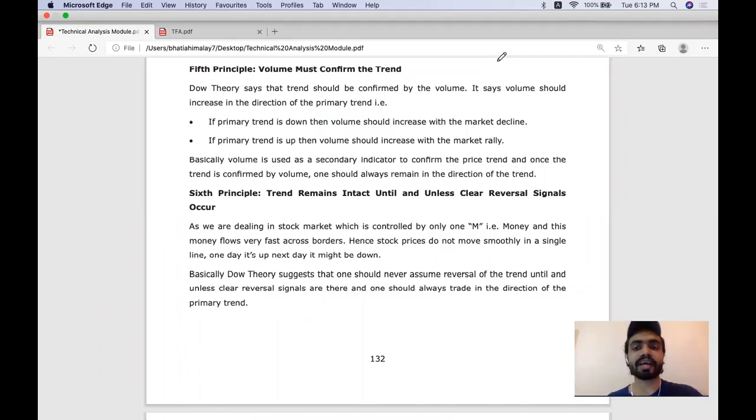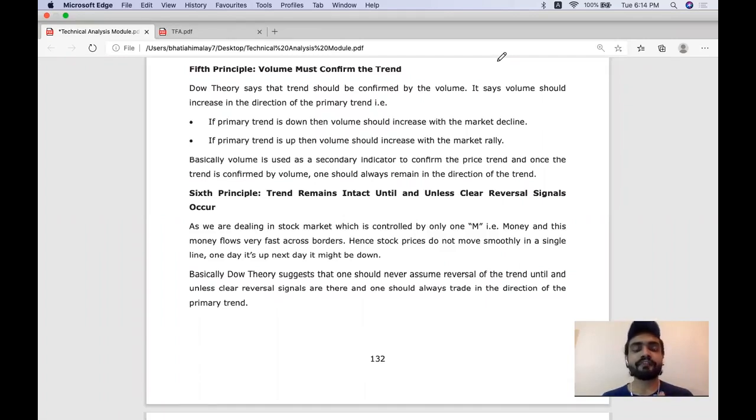In this module, we have been discussing the Dow theory, and we have already covered the first four principles of it. Now, in this episode, let us try to understand the fifth principle of Dow theory, which states that volume must confirm the trend.